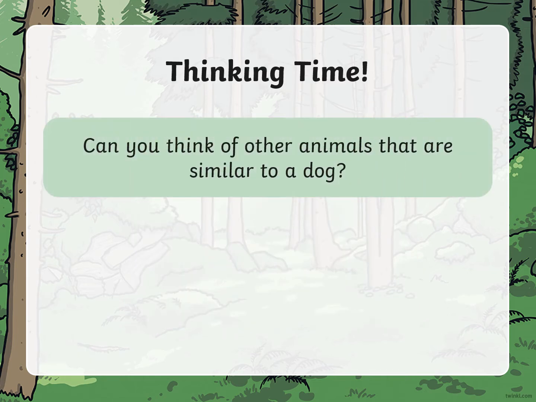Now, can you think of any other animals that are similar to a dog? Similar means they have some things that are the same. They've got things that are the same. Pause the video and have a think.